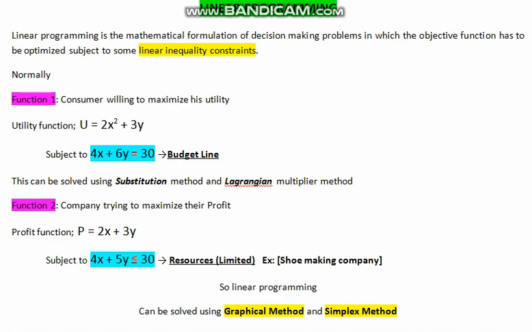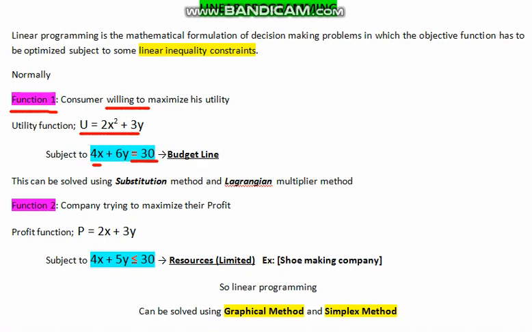Say for example, taking the help of this function 1. Now consumers, as we all know, always have the motive of maximizing their utility, right? So suppose we have a utility function u equals twice x squared plus thrice y, subject to 4x plus 3y equal to 30. Always remember this is equal to. Say for example it's a budget line, right?